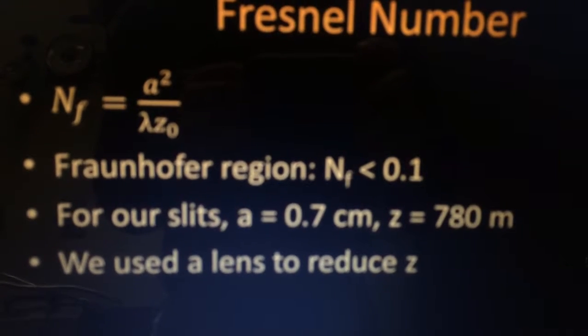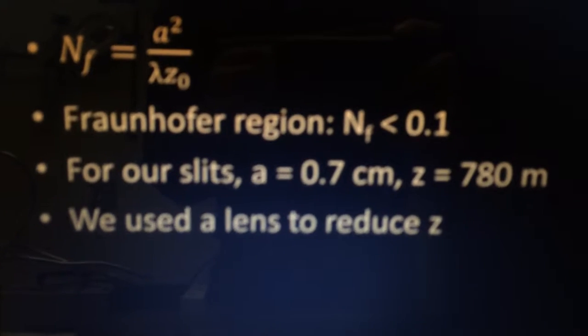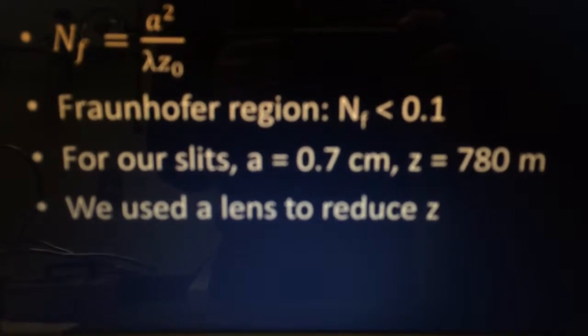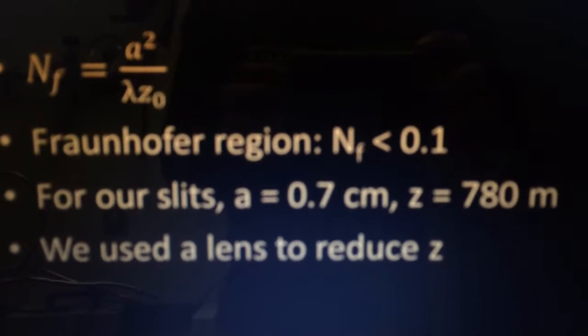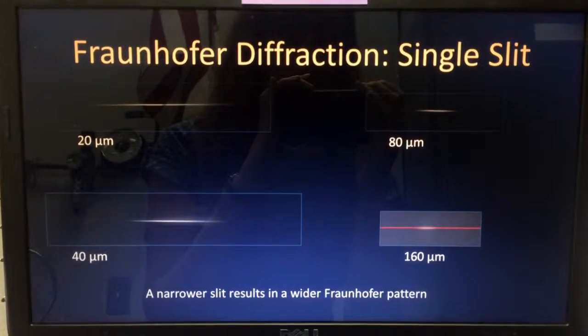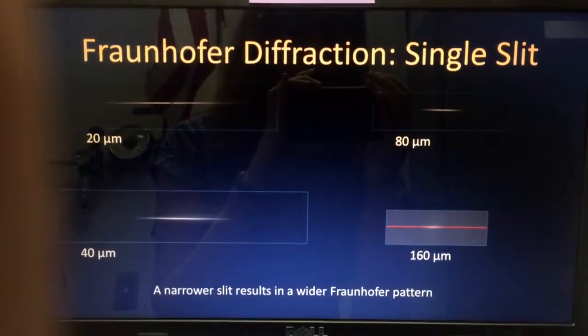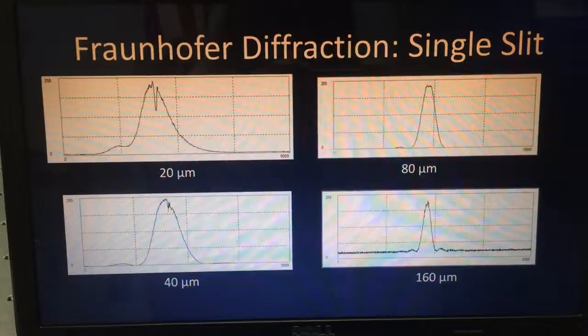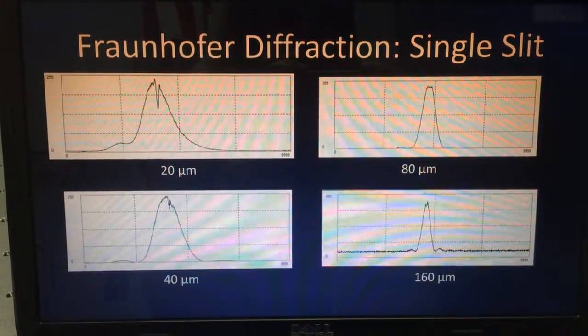We use the Fresnel number equation to calculate the Fraunhofer distance. We calculated it to be a really large number, but the lens behind the aperture allowed us to reduce that distance. These images show that for narrower slit widths, the Fraunhofer diffraction pattern is broader. These are the corresponding intensity profiles for the previous images.